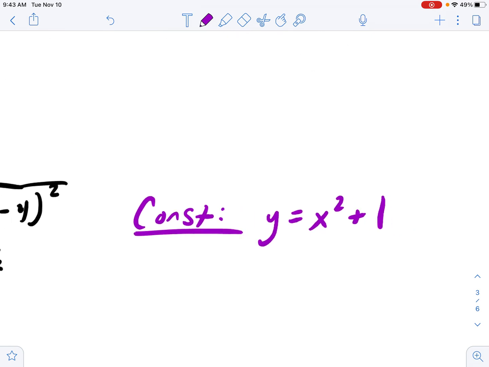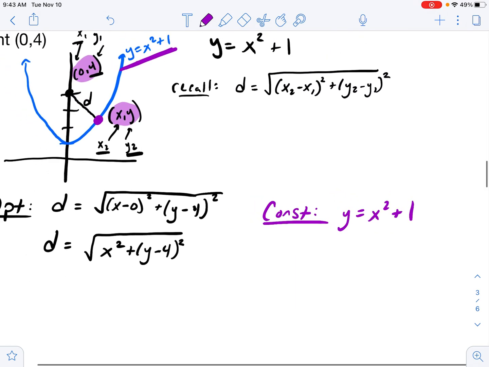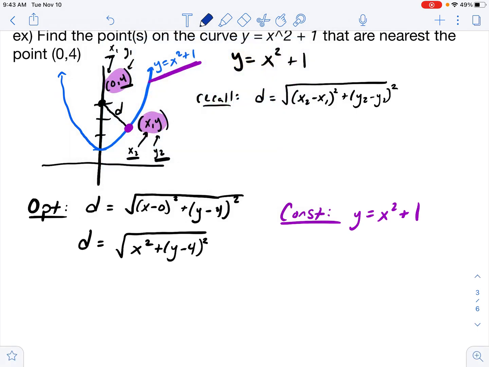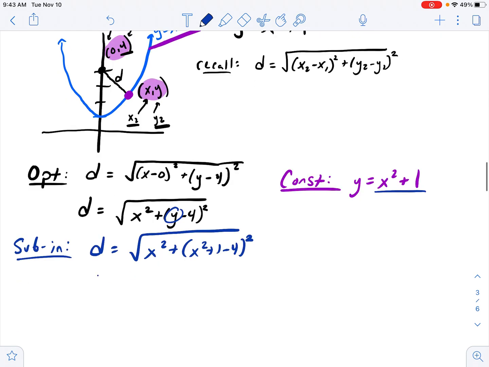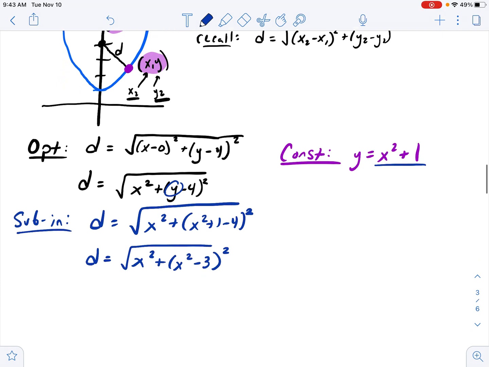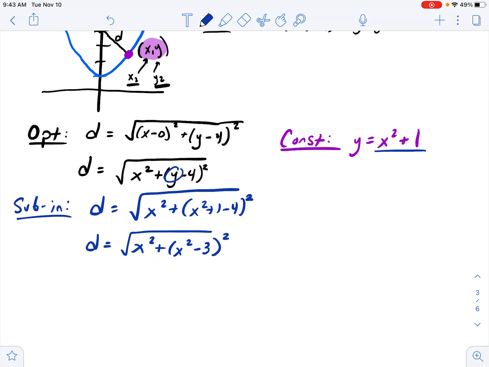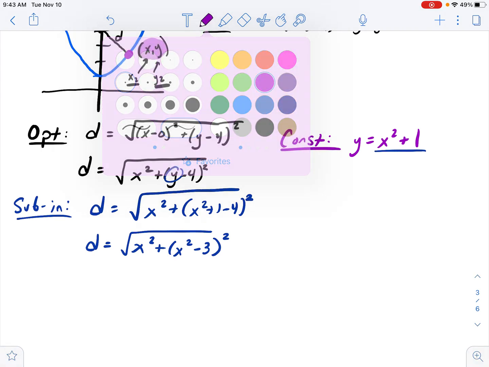So the constraint is just the equation of the parabola itself. Okay. And what's nice about this is that you notice it's already got the letter y by itself. So we can go ahead and sub that in. So I'm going to replace y with x squared plus 1. And I'll clean that quantity up a little bit. And we're getting radical x squared plus x squared minus 3 quantity squared when I clean up inside the parentheses, okay? And so there is our distance formula, all right? And now it's in terms of a single variable x, and we can actually go ahead and take the derivative of this.